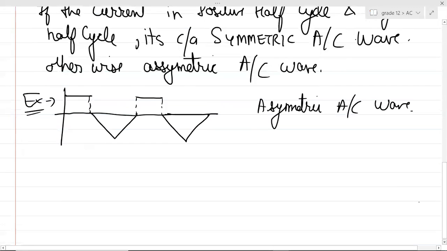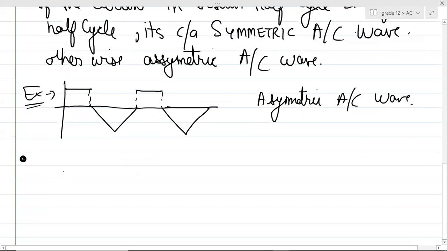Now, please write the heading. The more important thing, as I told you, is basically the sinusoidal AC which we need to discuss.